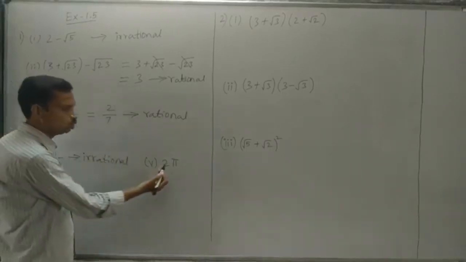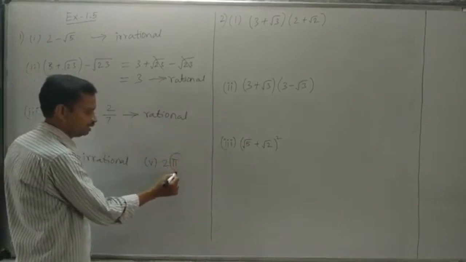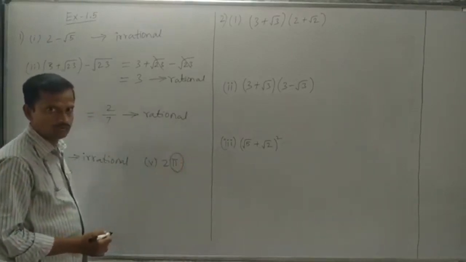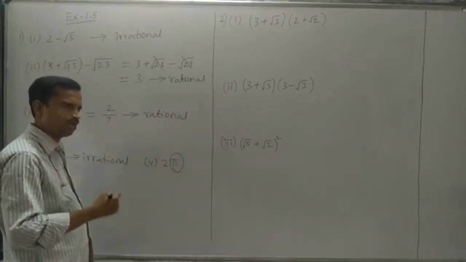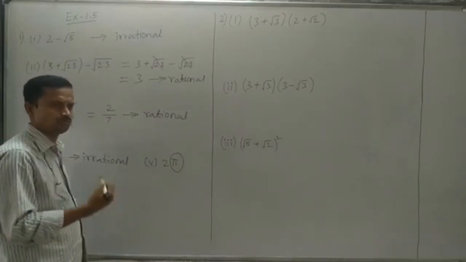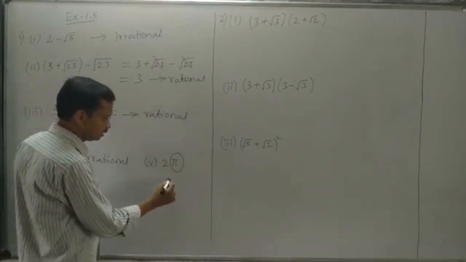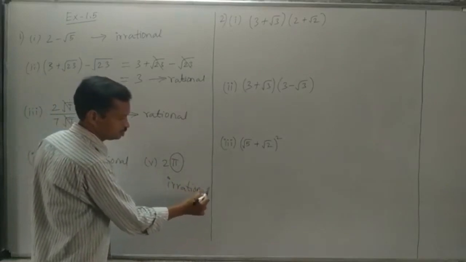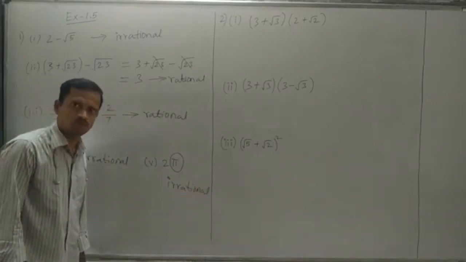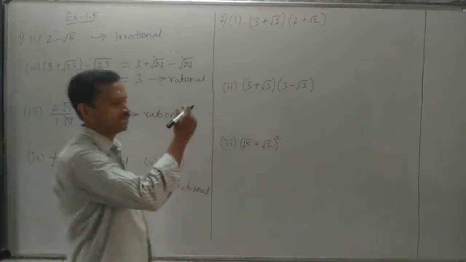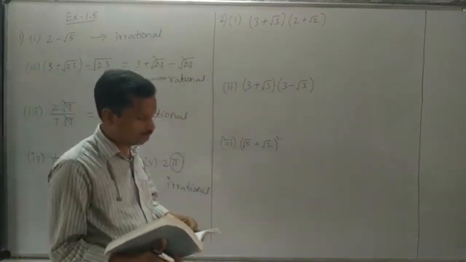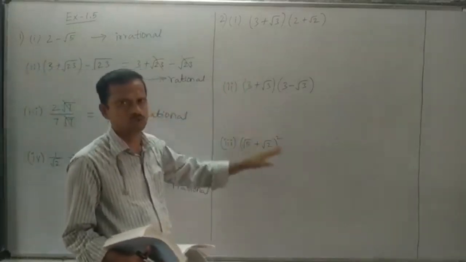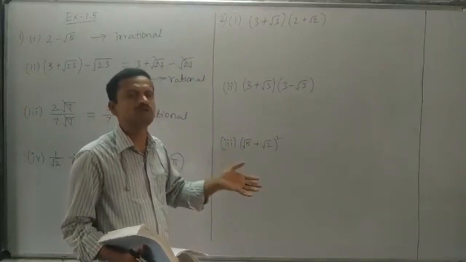And now coming to 2 pi. You know pi itself is an irrational number. So if you multiply 2 with pi, definitely you get an irrational number. Is it clear to you? And now coming to the second question. So they are asking to simplify. Some expressions are given and we have to simplify them.